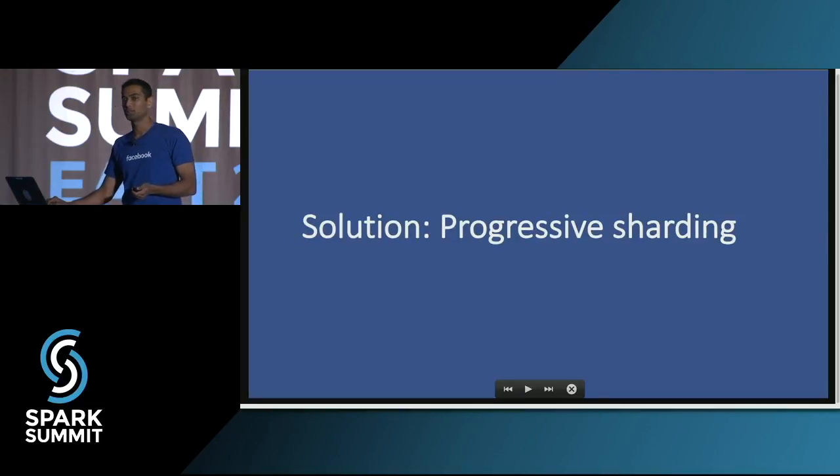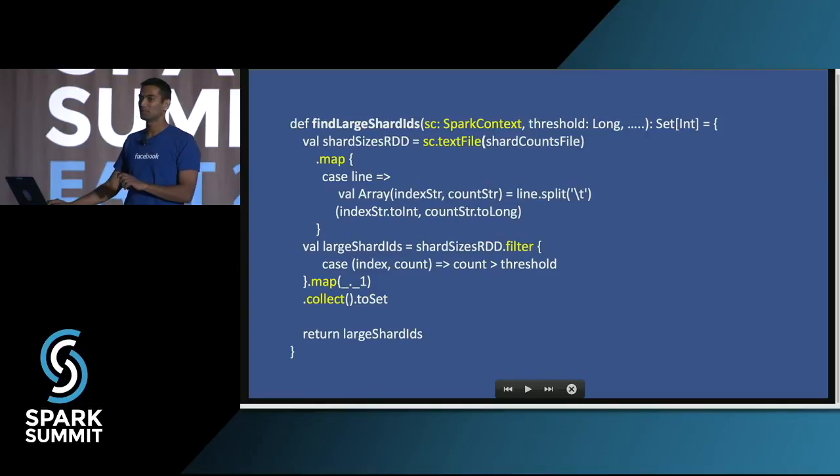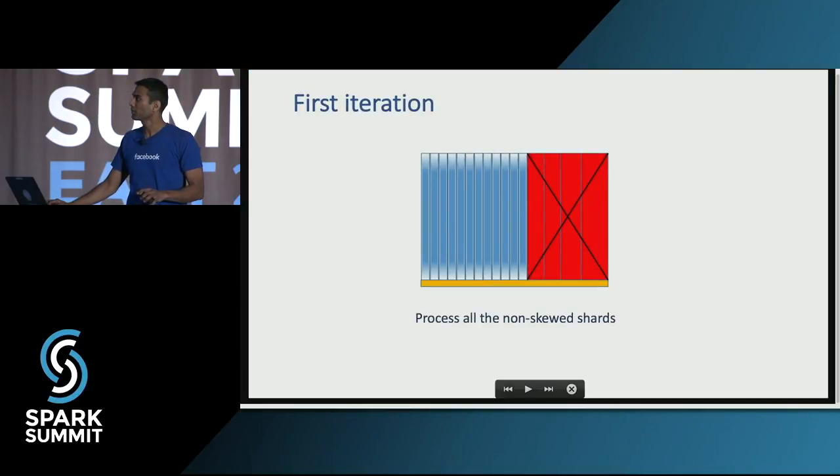The solution we came up with was something hybrid between both of the things I talked about. This is an iterative algorithm. You first start off looking at all your shards, find the skewed shards, and just discard them. This is a rough sketch of how the code looked, and this is all using the Spark RDD APIs. Once you discard the skewed shard, you only process the remaining shards.